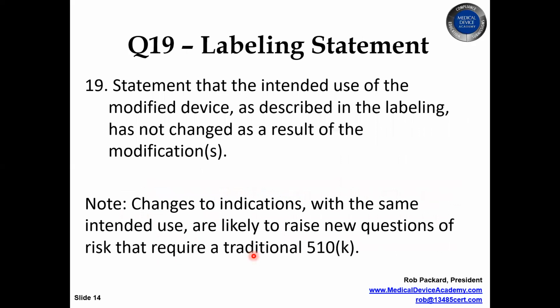For question 19, one of the changes here is a statement that the intended use of the modified device as described hasn't been changed. And I made a note here, changes to the indication with the same intended use are likely to raise new questions of risk that require a traditional 510K. For example, if you have a fracture fixation device for orthopedics that is designed for, let's say, the arm, and now you want to use it on the leg, that's a different part of the body. There are different risks, and therefore it's going to be a traditional 510K.